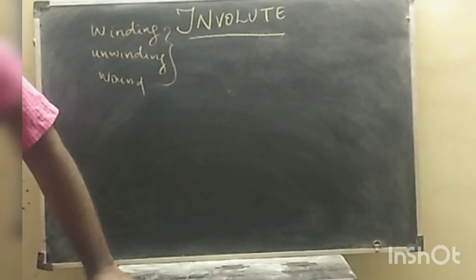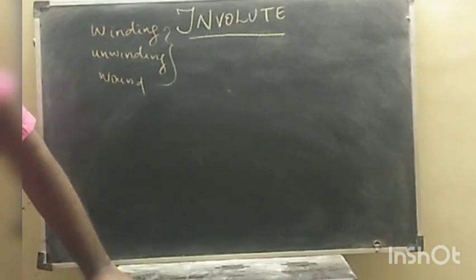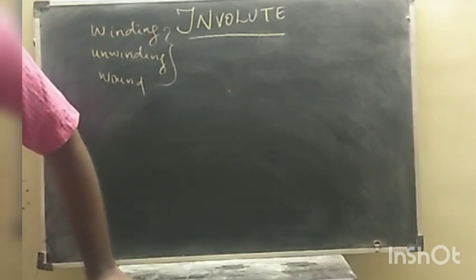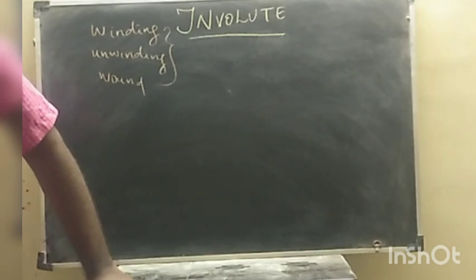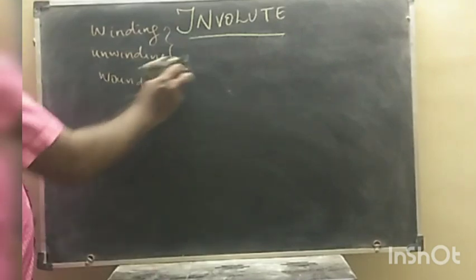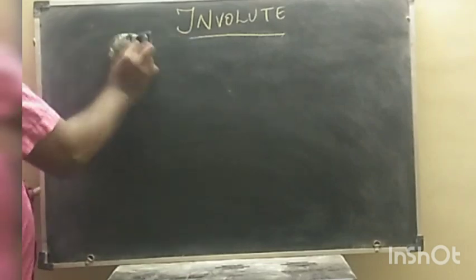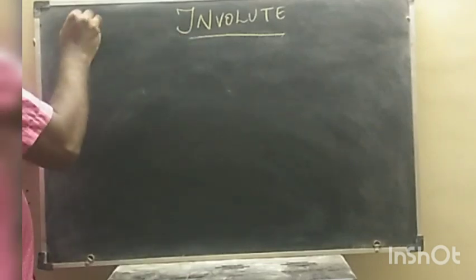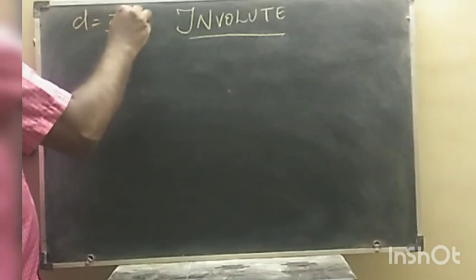So this problem comes under the involute curve. Here I am going to give a simple problem. A coil is unwound from a drum of 30 mm diameter. Let me take 30 mm diameter for the drum, and the diameter will be 30 mm.